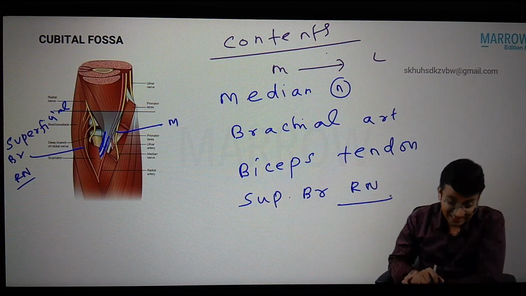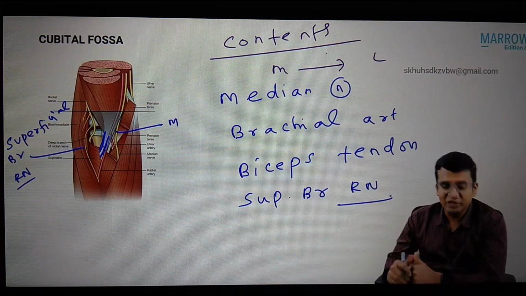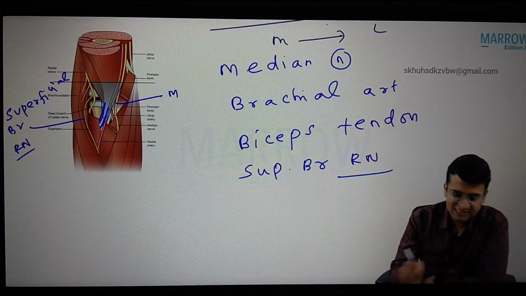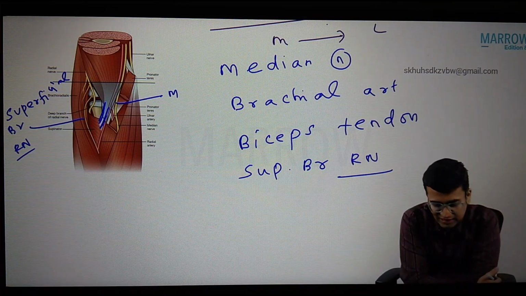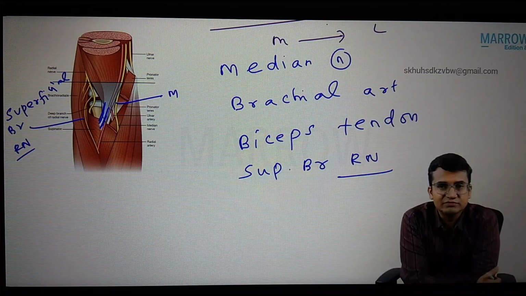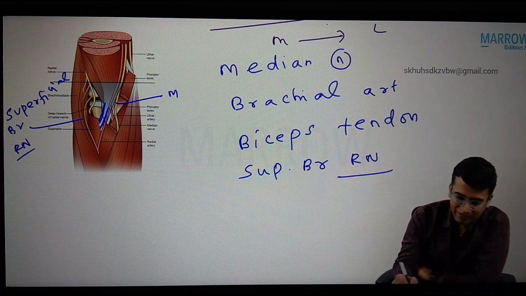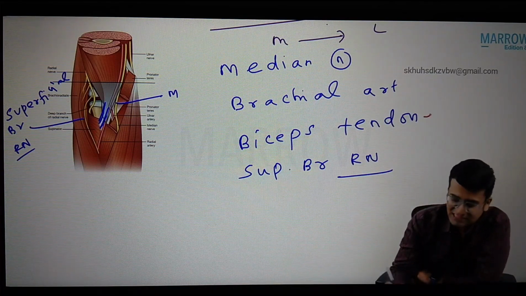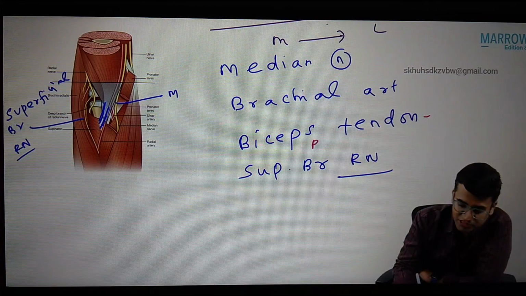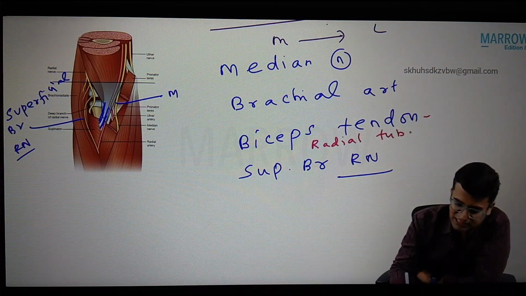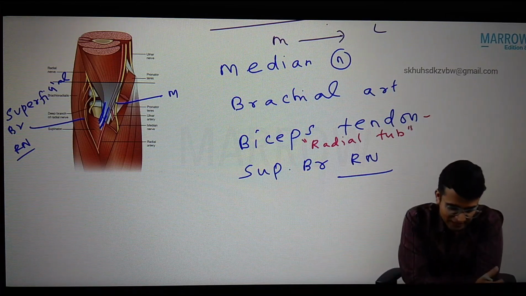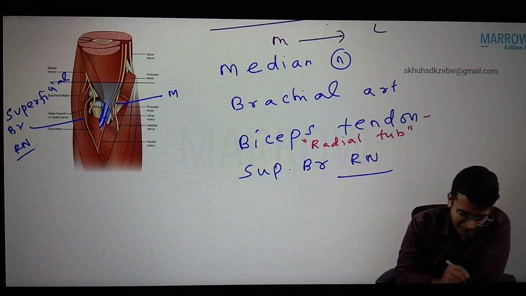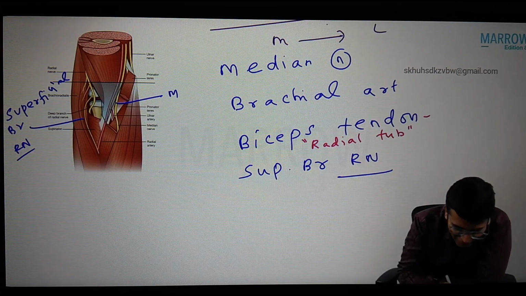So these are all the contents of the cubital fossa from medial to lateral. The middle-most structure is the median nerve, then the brachial artery, then the biceps tendon and the superficial branch of the radial nerve. Now the biceps tendon is inserted to the radial tuberosity. And the brachial artery is at the level of the neck of the radius.